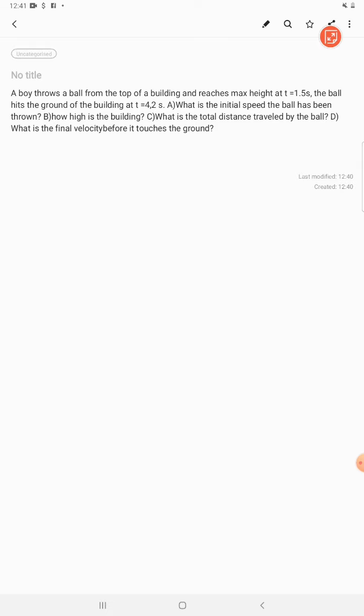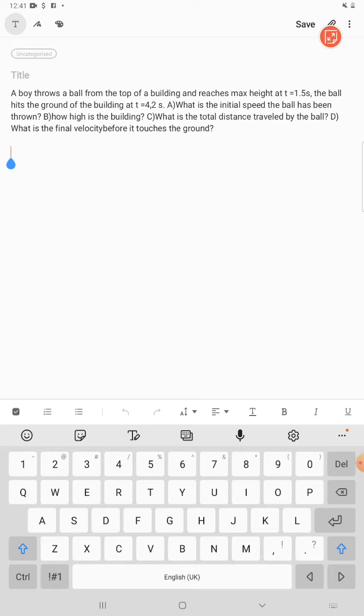What is the initial speed the ball has been thrown? Letter B, how high is the building? C, what is the total distance traveled by the ball? And letter D, what is the final velocity before it touches the ground?